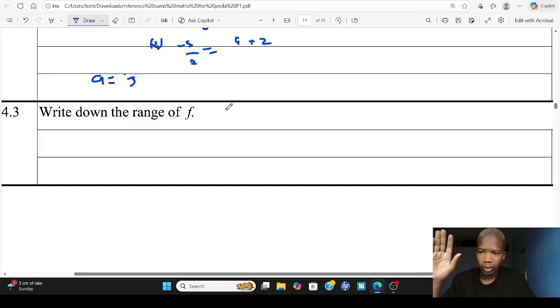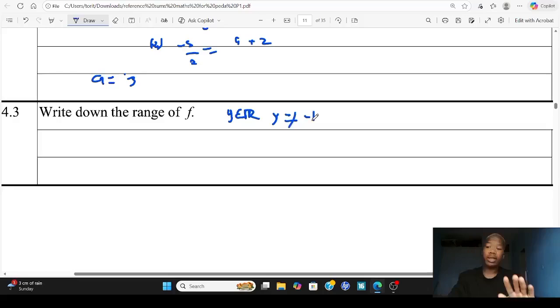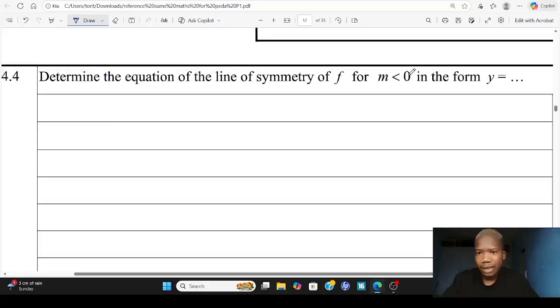Where y is not equal to minus 1. So that is our range, right? So the other question says, determine the equation of the line of symmetry for m is less than 0, in the form y. Okay, so this is what we're given.